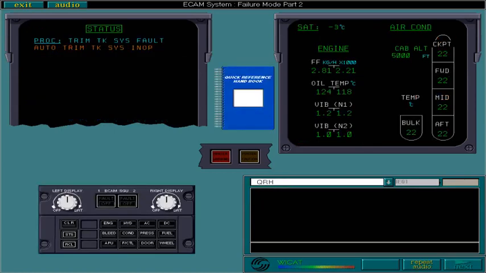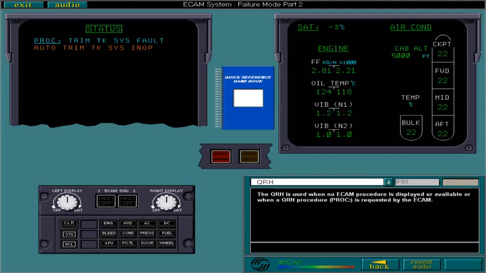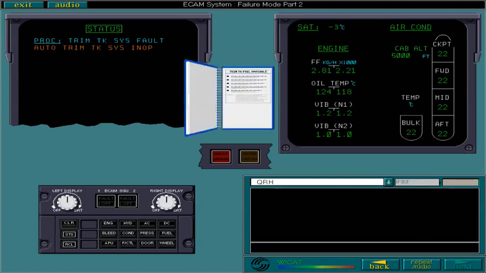The QRH is used when no ECAM procedure is displayed or available, or when a QRH procedure is requested by the ECAM. Select the graphic of the QRH to see an example of a procedure in the QRH. As you can see, the QRH only appears in black and white and doesn't have the facilities for colour coding that the ECAM has. Therefore, it has to use other codes to indicate colour. Let's see what they are.